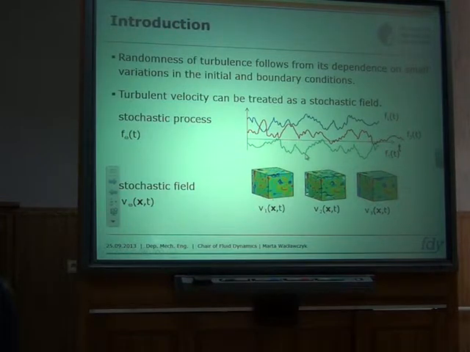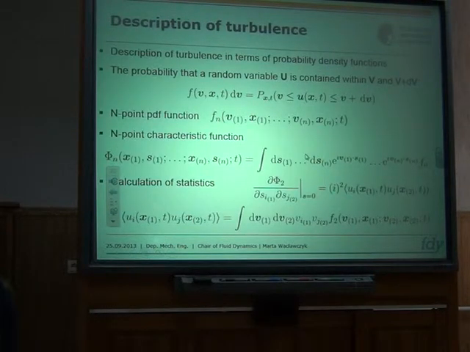A stochastic process can be considered as some generalization of the random variable. A stochastic process is additionally dependent on, for example, time. And a stochastic field is dependent on time and on spatial variables. Now, in order to describe turbulence as a stochastic field, we use probability density functions. We know that the probability that a random variable is contained within V and V plus dV is described by the one-point PDF. However, to describe a stochastic field, we need the multi-point information. So we need the multi-point PDFs.